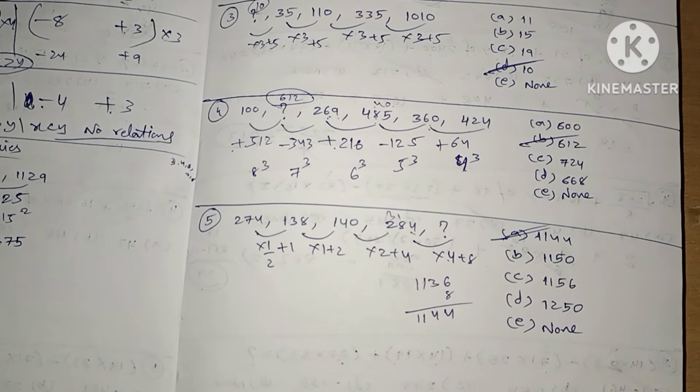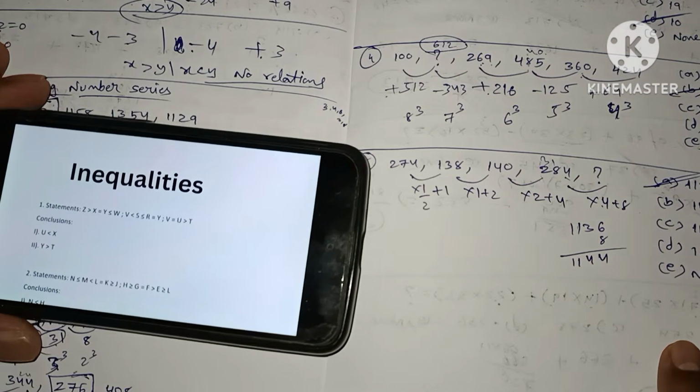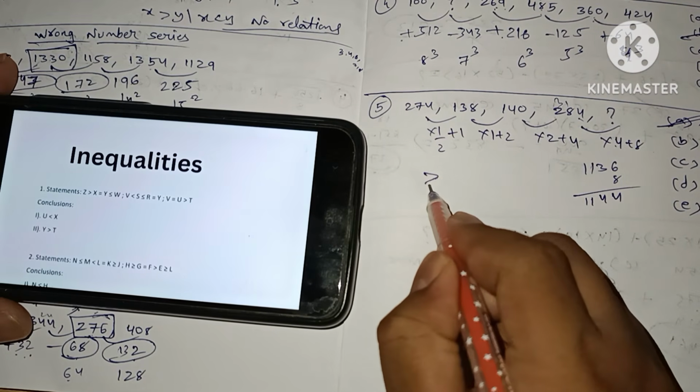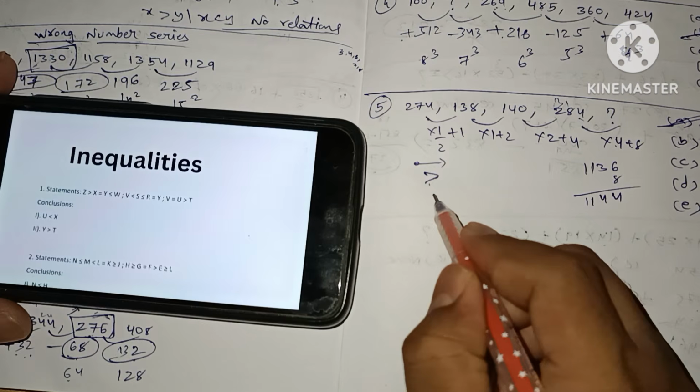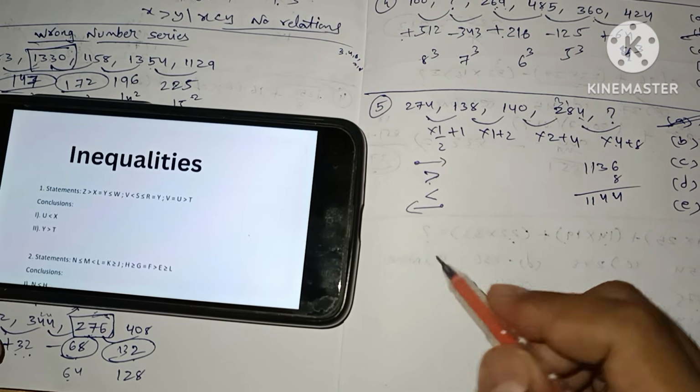Now we are going to see inequalities. For these inequalities, the concept we use here is the flow method. If we see a symbol like this, we say that the flow is from this side to this side. If we see a symbol like this, the flow is from this side to this side. Let's see the questions directly.